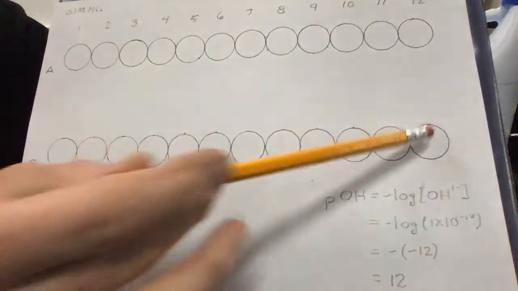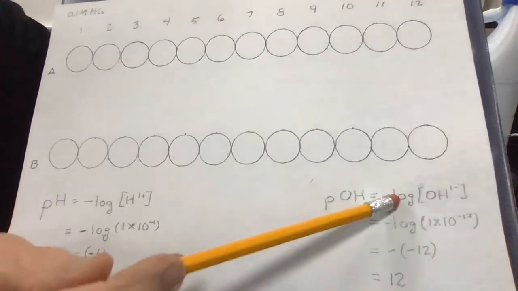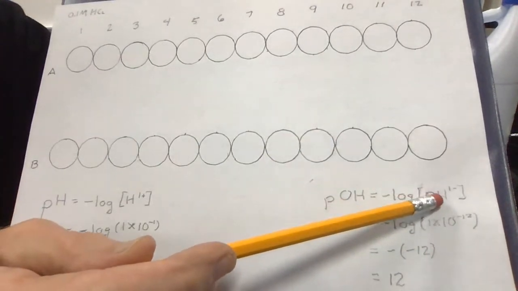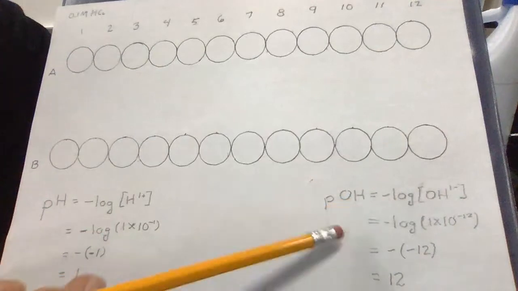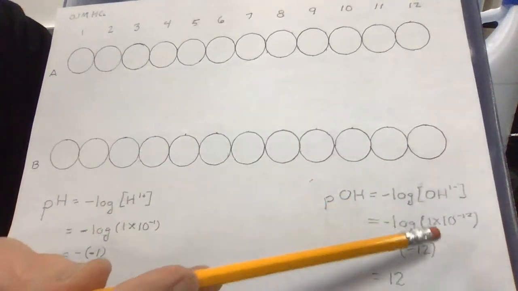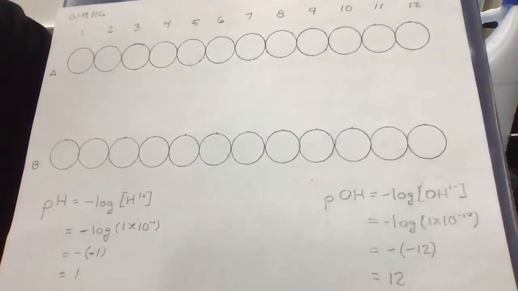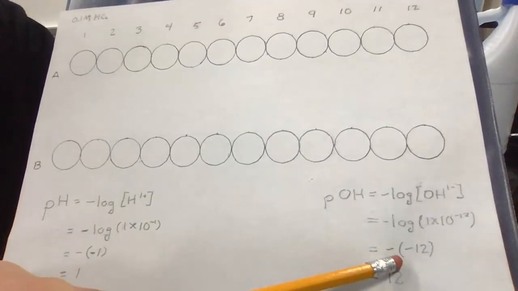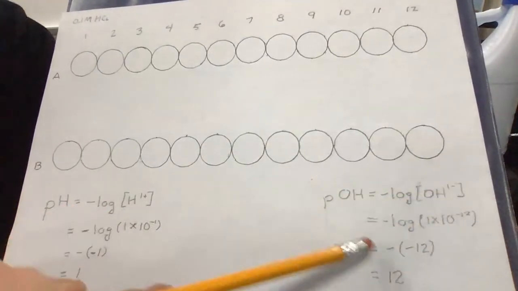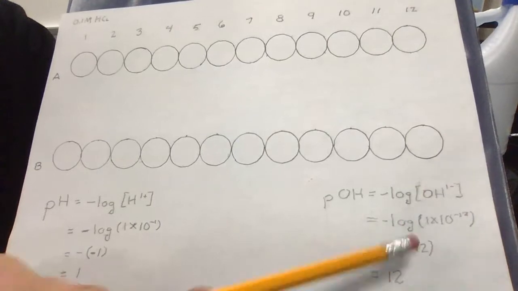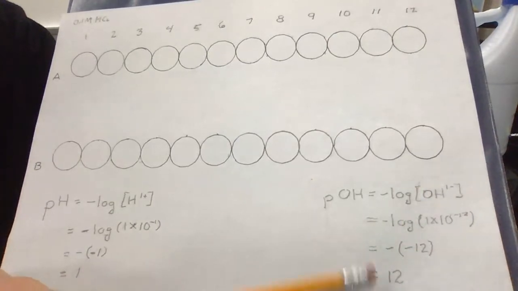So in well 12, I have a negative log of the hydroxide ion concentration, which then equals a negative log of 1 times 10 to the minus 12. And that can be translated into the log value, a negative 12, or a pH of 12.